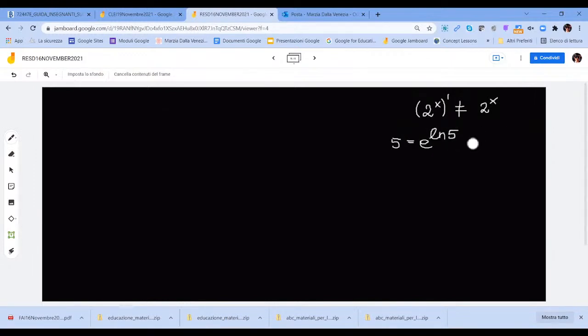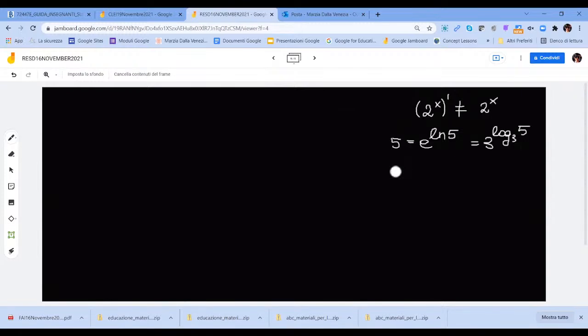So this holds always. It is the same as 3 raised to the logarithm base 3 of 5. That means 3 raised to the power that you should give to 3 in order to obtain 5. This is 5 as a result. So this is the simple meaning of the logarithm.